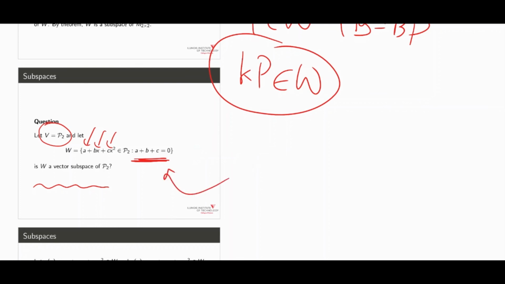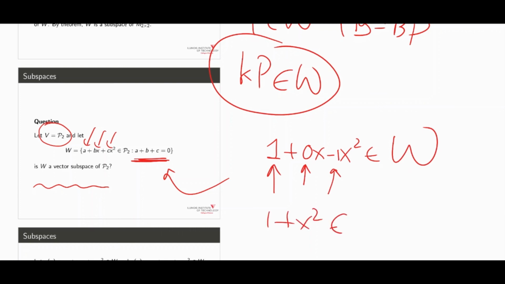Well, for example, 1 plus 0x minus x squared is in W. Why? Because this plus this equals 0. So we have one element that is in it. 1 plus x squared is not in W, right? Why? Because the coefficients don't add up to 0. So you can see some of the elements that are in W and some of the elements that are not in W, but clearly they are subsets of P2. The question is, can you show that it is a subspace of P2 or it is not a subspace of P2, okay?